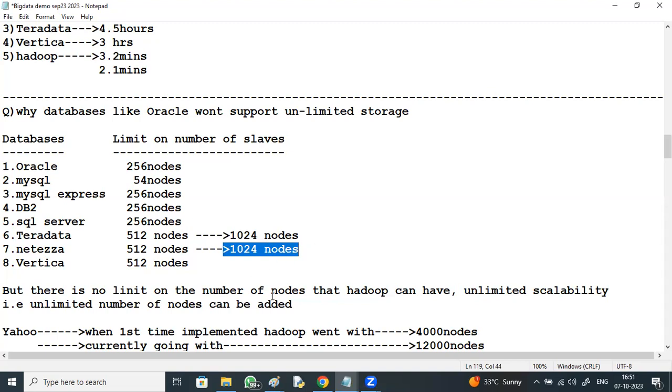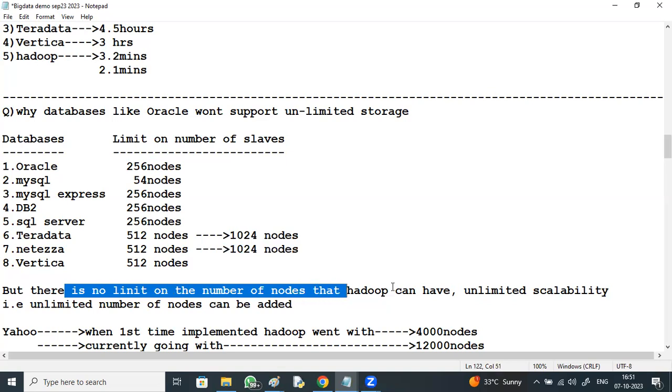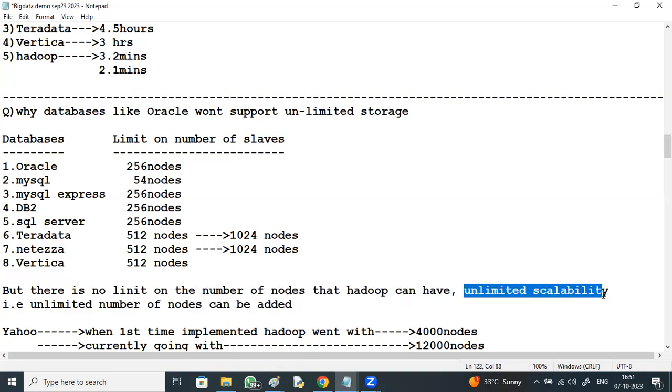But there is no limit on the number of nodes that Hadoop can have. Unlimited scalability, that is, an unlimited number of nodes can be added.